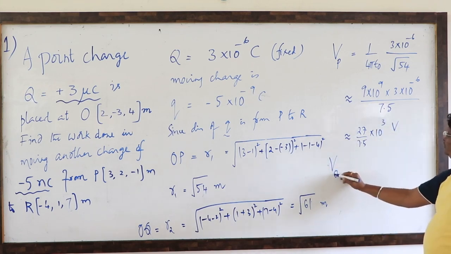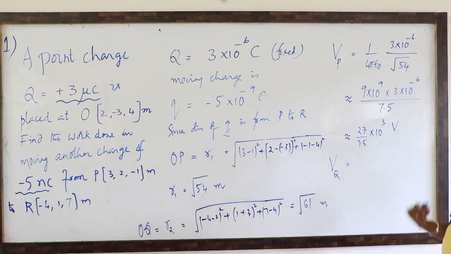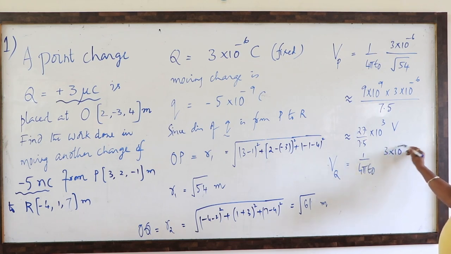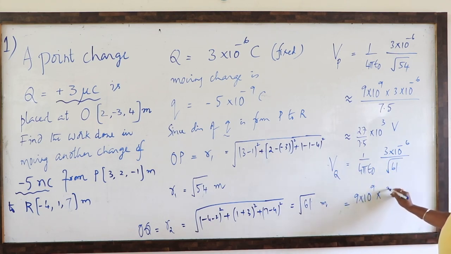Similarly, what is V cube? V cube is equal to, again, K cube by R relation you will do. This will be again 1 by 4 pi epsilon naught, 3 into 10 raised minus 6 under root 61. So this will be again 9 into 10 raised 9, 3 into 10 raised minus 6 upon root 61 again. Root 64 will give you 8, and therefore root 61.